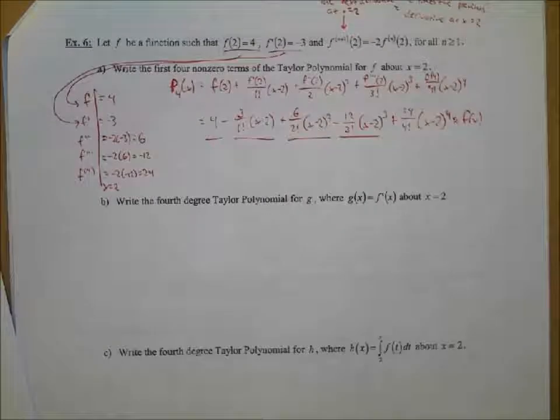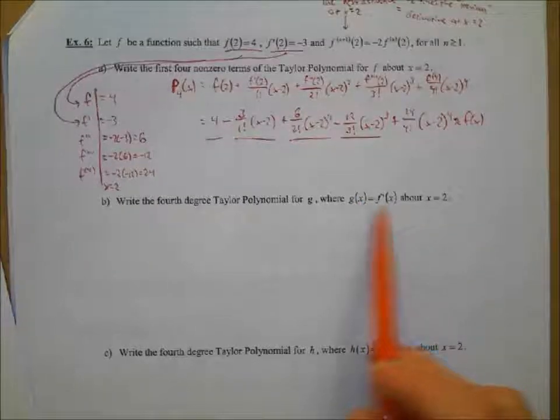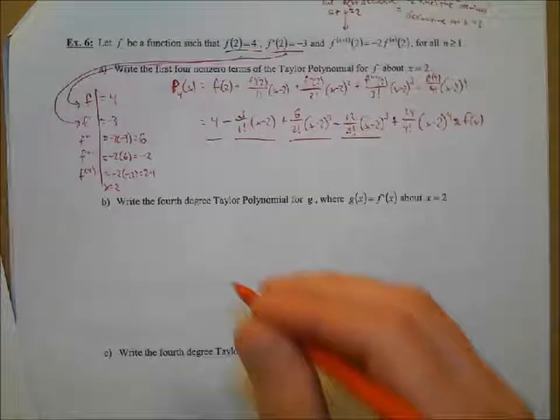All right, so we'll do the same thing here. We're now going to do letter B: write the 4th degree Taylor polynomial for g. Now g is defined differently. g is equal to f prime of x about x equals 2. That's a bit of a weird thing. g of x is equal to f prime of x, but let's not worry about that right now. Let's just focus on setting it up here.